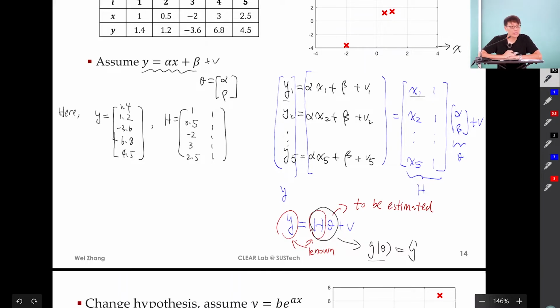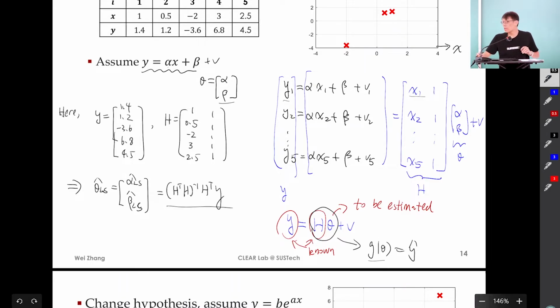Okay, is H full rank? Yes. H is full rank. So H transpose H is also full rank, so we can take the inverse. So in this case, my least square estimate, alpha hat and beta hat, these two are my parameters, equals H transpose H inverse H transpose y. Do you know how to compute this? Yes, but slower. H transpose H, these are all numbers. You know how to compute this.